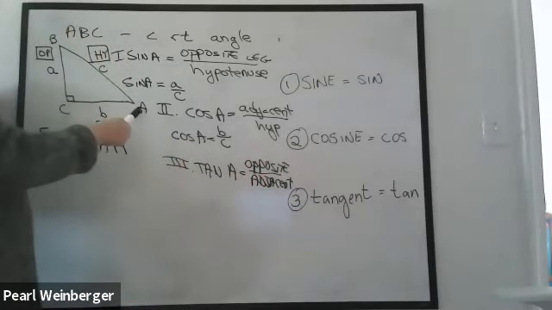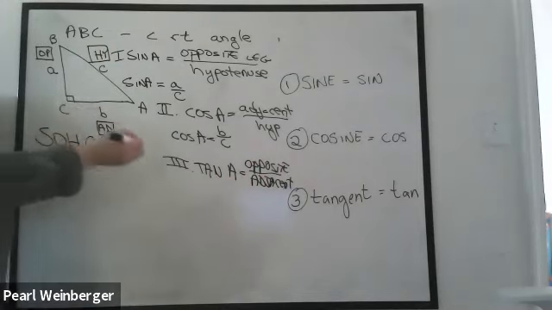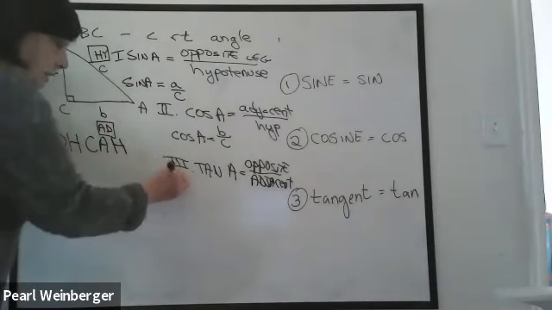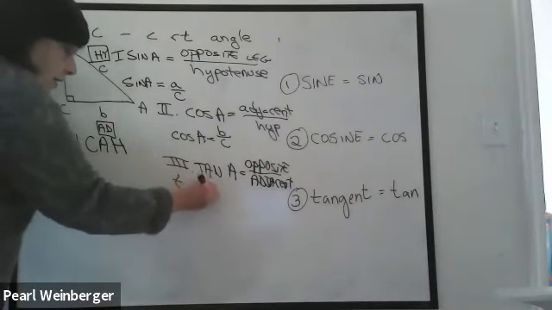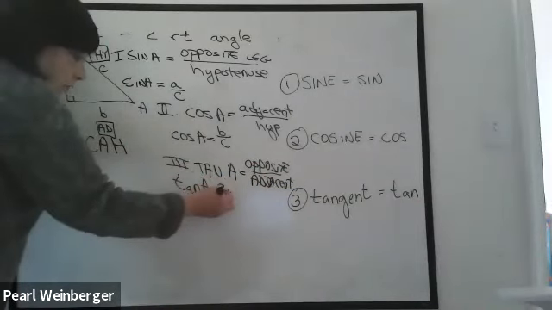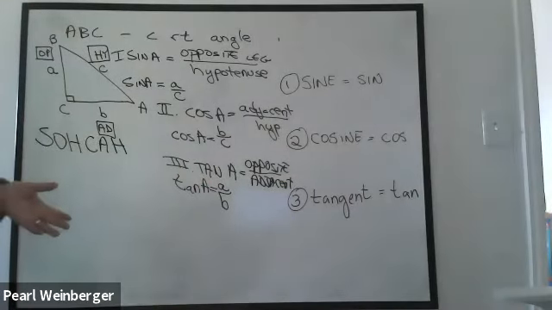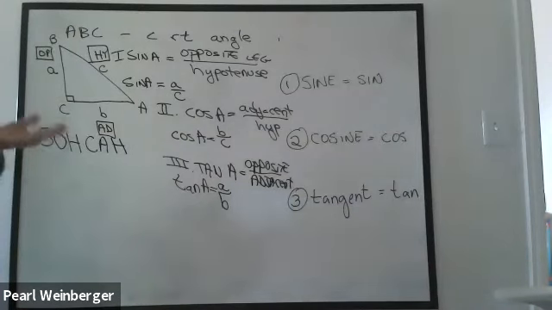In other words, if I want the tangent of A, I have to go to the opposite side, which is A, and put it over B, which is the adjacent side. In other words, tangent A is A over B. So all three of these are just fractions that you get by dividing one side of the triangle by the other. You just have to know which sides to divide by which sides.